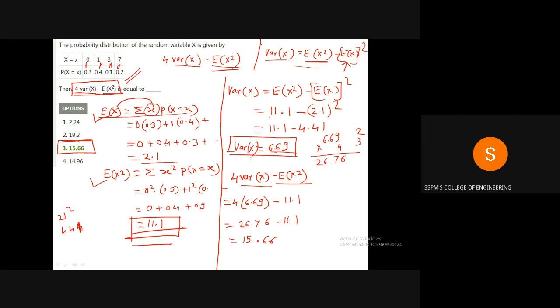Okay, so what we did here, first we found out the value of E of x square. Then we also have to calculate variance of x, and for variance of x, E of x is also needed. So we calculated E of x and E of x square. By using both these values, we calculated variance of x. Then we just put all these values here and we calculated the final answer.